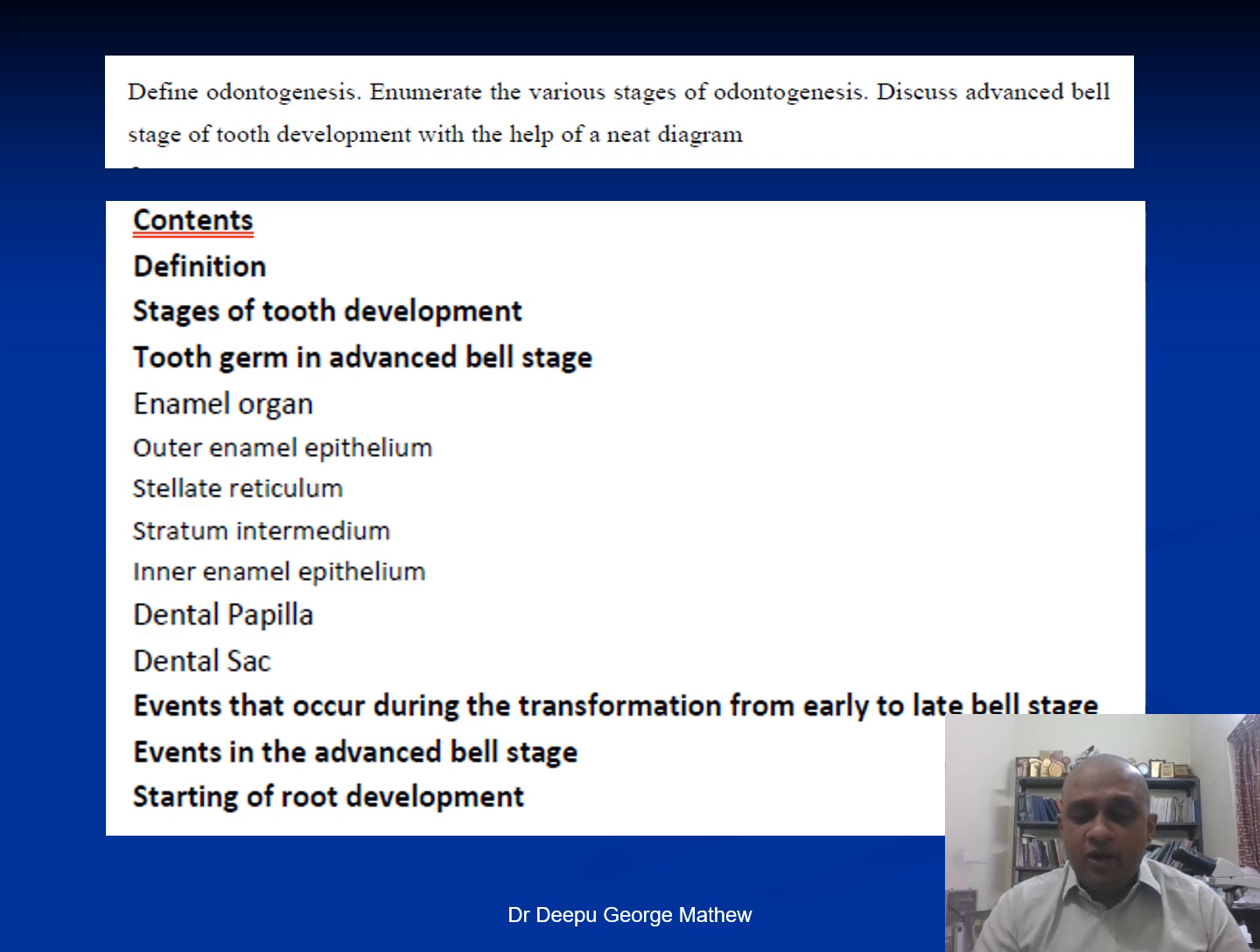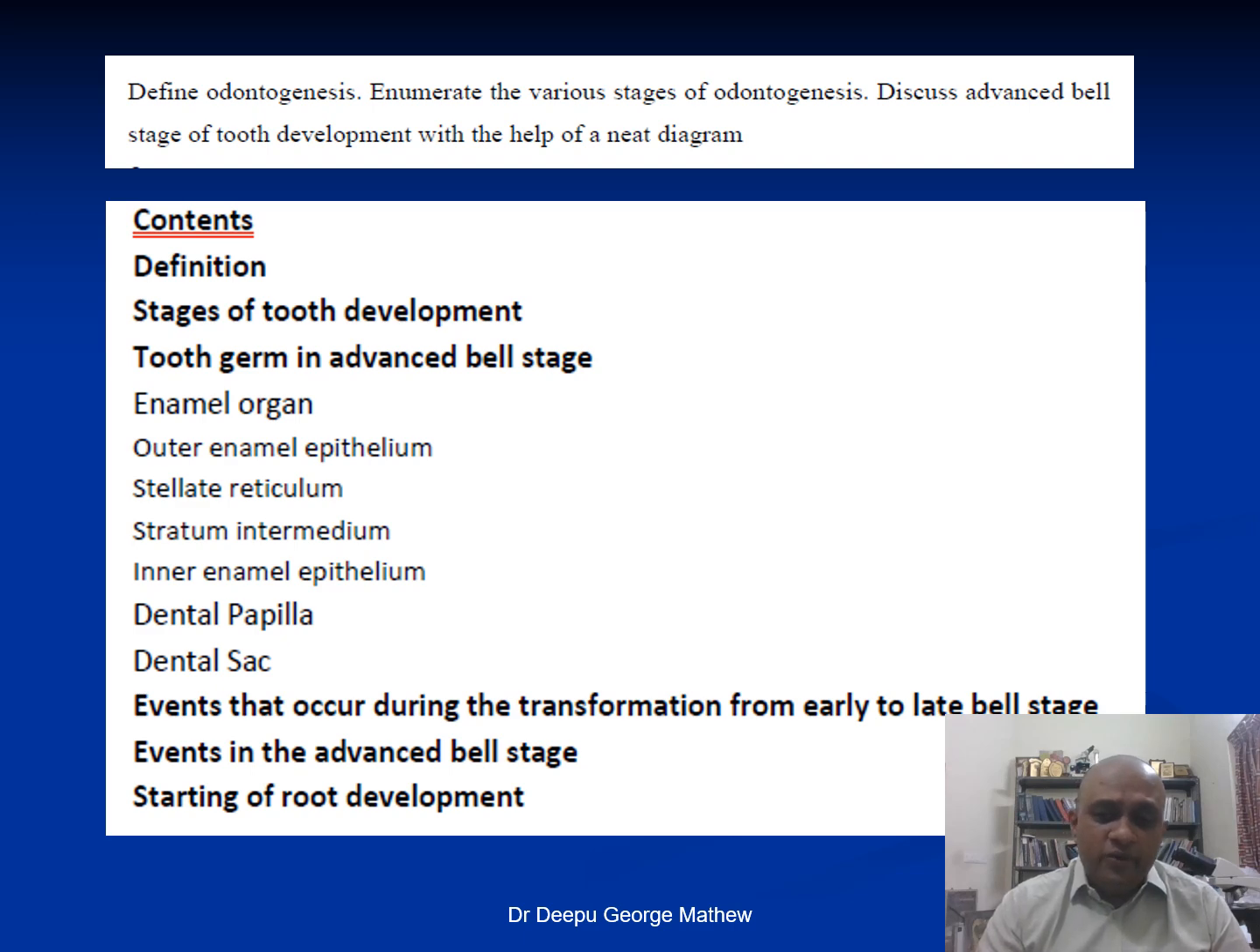Then you have to talk about the tooth germ in advanced bell stage. So when we talk about tooth germ in advanced bell stage, first you have to talk about enamel organ and the components of the enamel organ, which includes outer enamel epithelium, stellate reticulum, stratum intermedium, inner enamel epithelium.